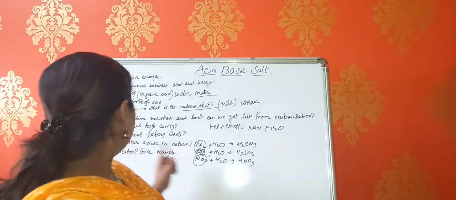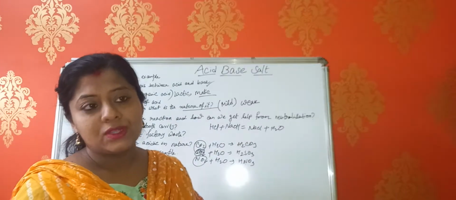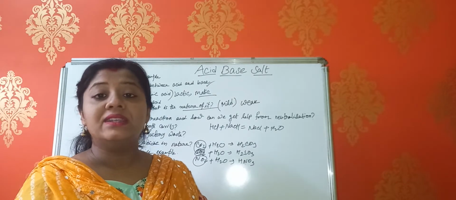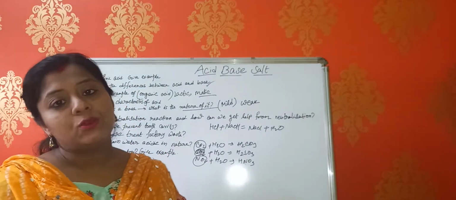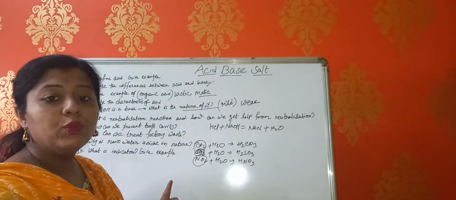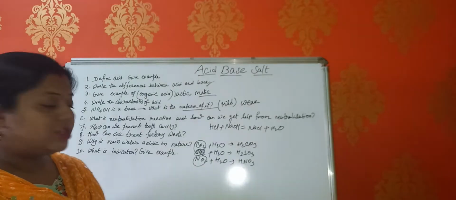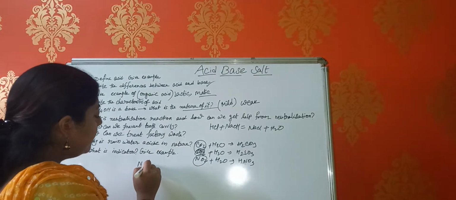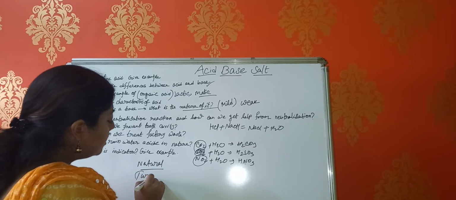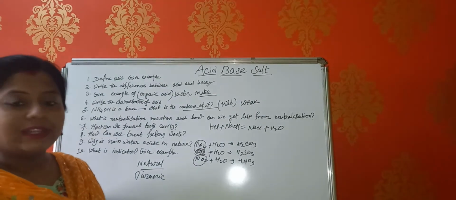Okay. Next is, what is an indicator? Give examples. An indicator means a substance by which we can understand what is acid and what is base. What kinds of indicators do we have? We have two kinds of indicators, synthetic and natural. If I say natural, you can say, ma'am, this is turmeric. Turmeric and litmus are natural.